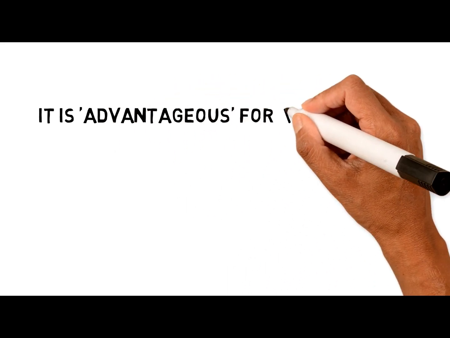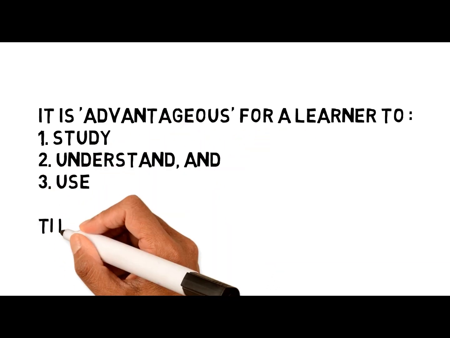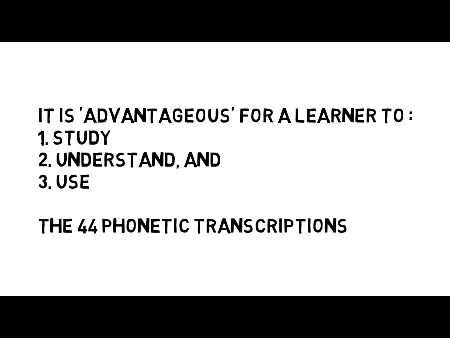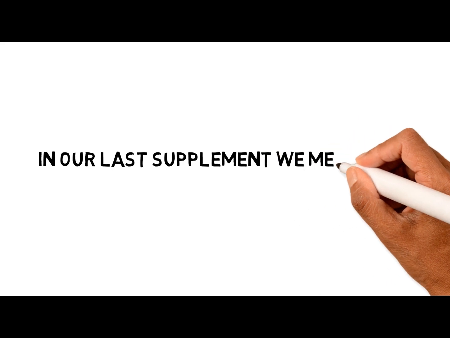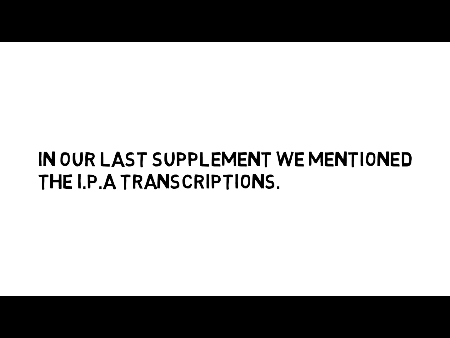It therefore becomes not only advisable but also advantageous for a learner of English to study, understand, and use phonetic transcription of all the 44 sounds in spoken English. Out of these 44 sounds, 20 are vowel sounds and 24 consonant sounds. In our previous session, namely Supplement to the Basics of English Sounds Part 1, we made a mention of consonant sounds and their IPA transcriptions.